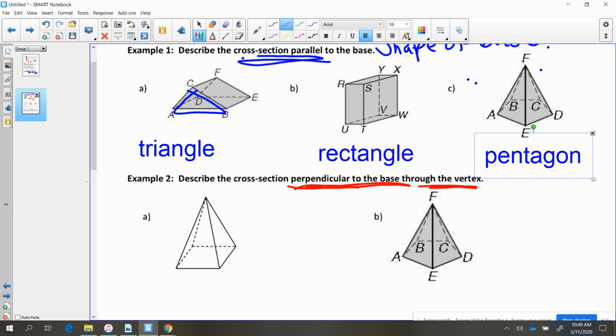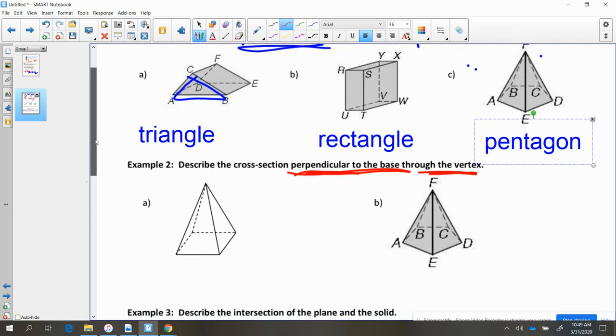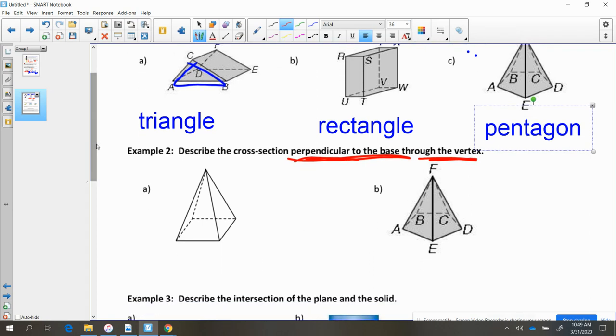Now, a reminder as we move on to example 2 with our cross sections perpendicular to the base: notice that through the vertex is key here. What shape are we going to create in each of these pyramids? Well, take a minute on your own to pause and guess.